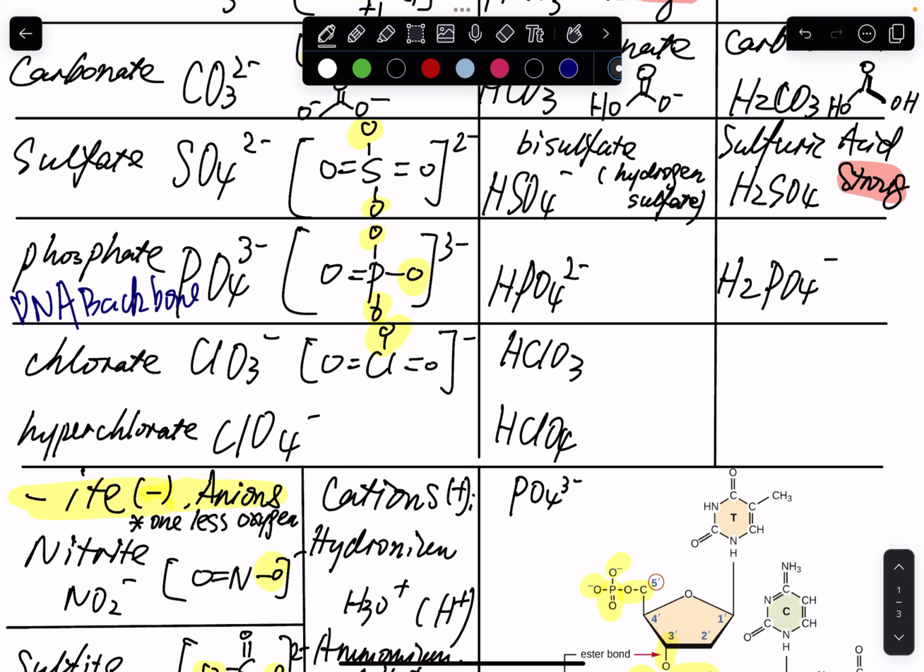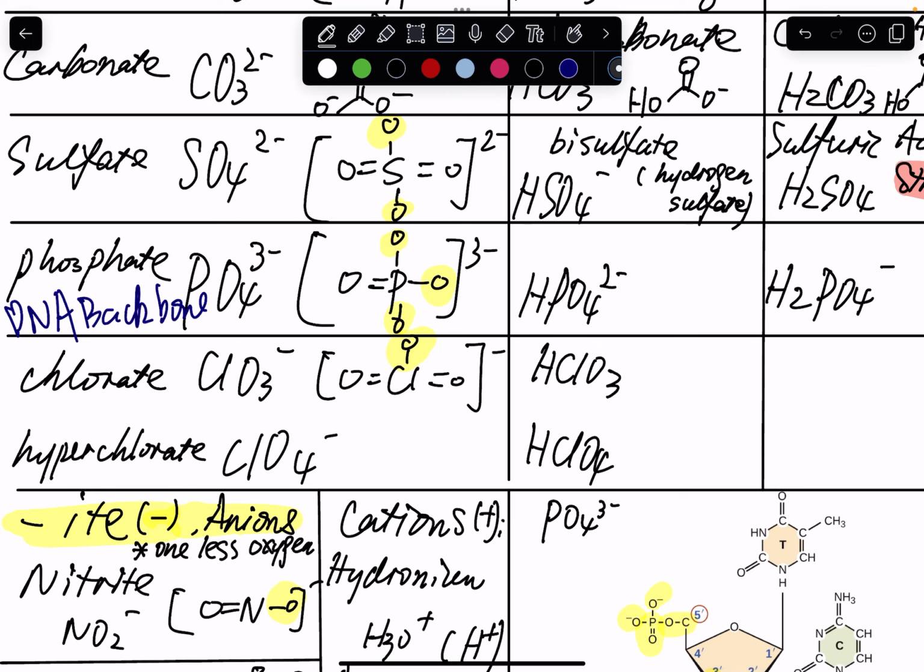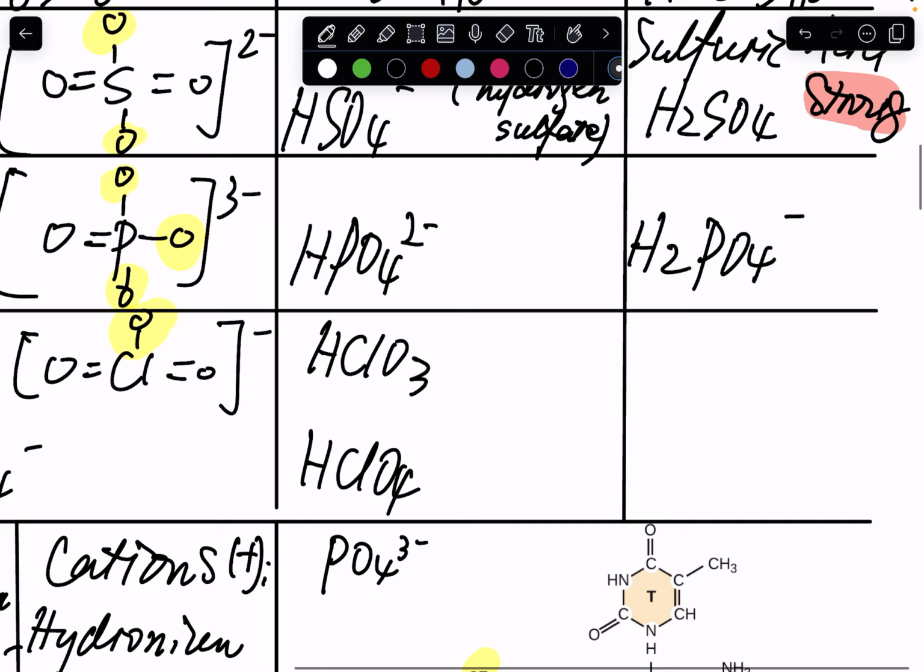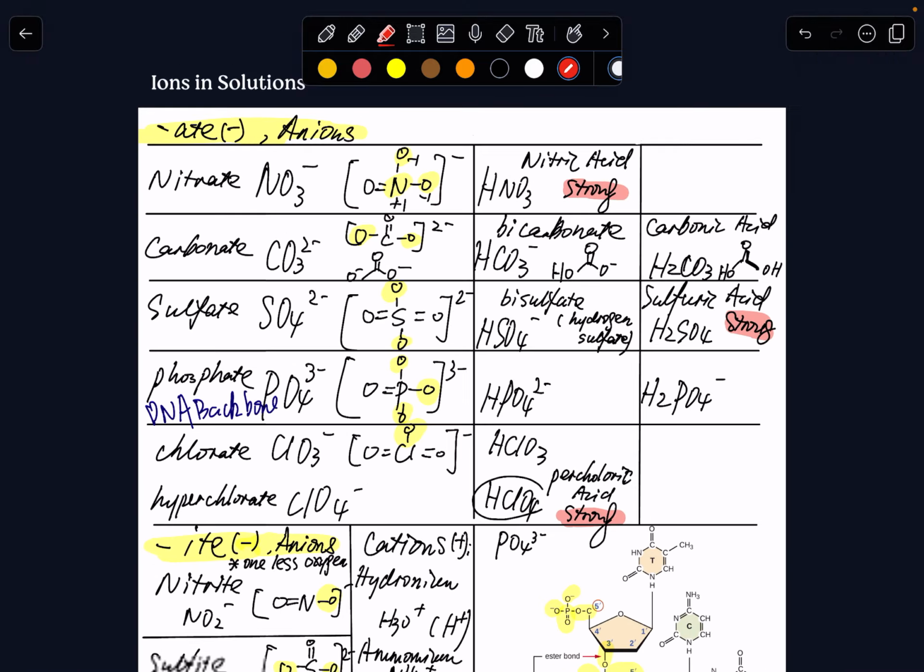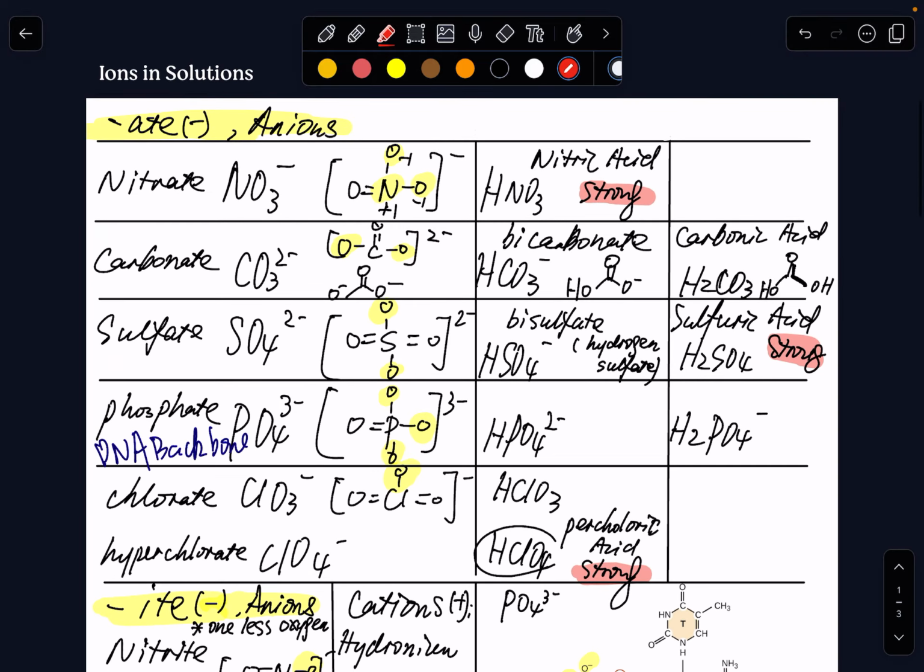So lastly, I added a proton to my chlorate and a perchlorate. The one that you want to know is this one, because this is another strong acid and it has a weird name. It's called perchloric acid. And it's strong. So I said 6 strong acids. We already went through 3, right? This nitric, this sulfuric acid, and then this is perchloric acid.